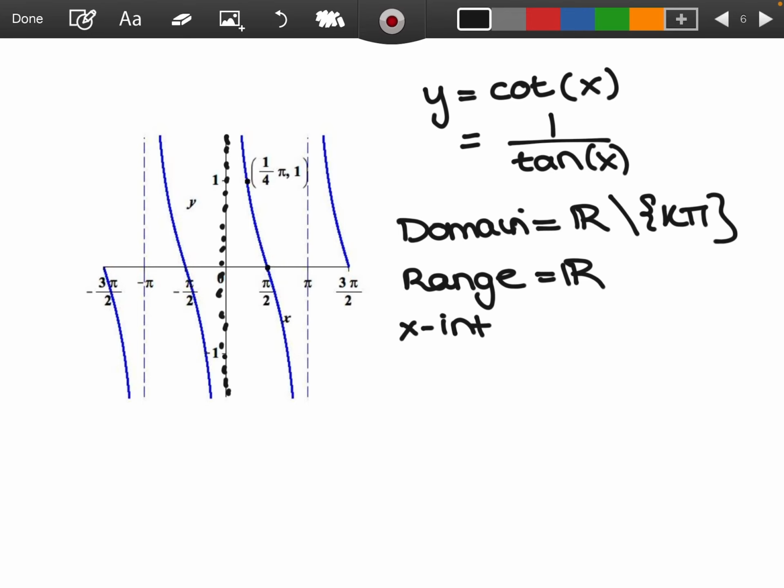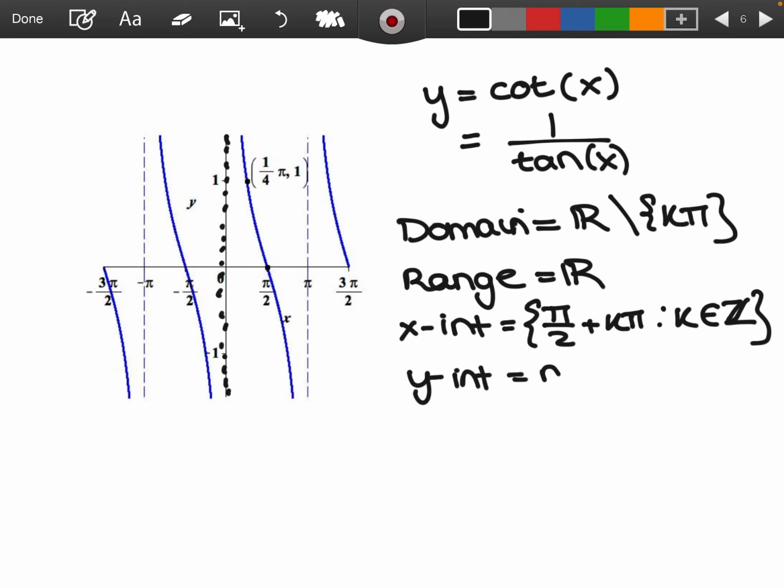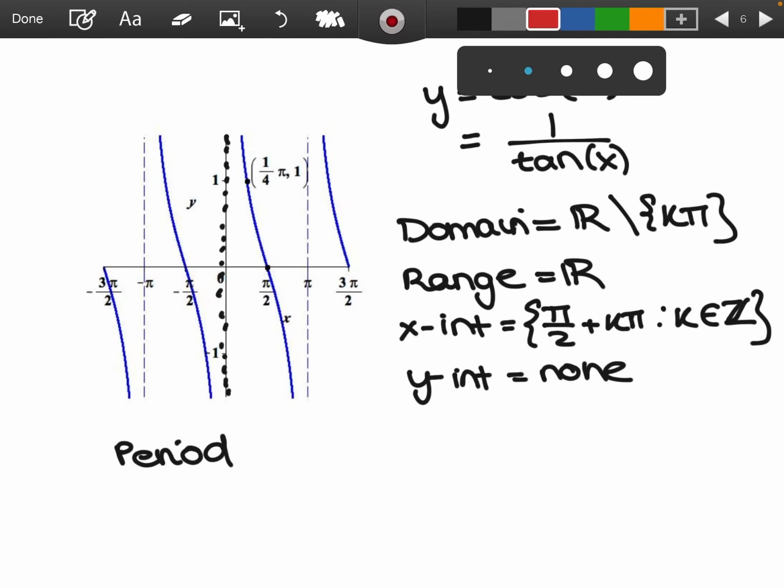The x-intercept, so where do we intercept the x-axis? That's at every odd multiple of pi over 2. It's negative 3 pi over 2, negative pi over 2, pi over 2, 3 pi over 2, 5 pi over 2, etc. So we have that same situation as before, where it's all odd multiples of pi over 2. And then the y-intercept does not exist. There is no point where we cross the y-axis here.